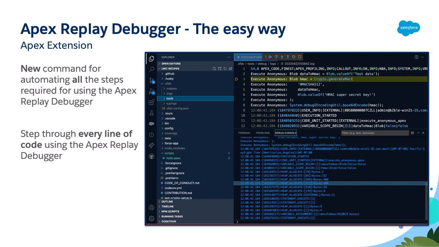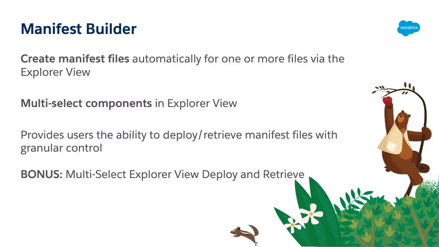Launching the replay debugger used to involve quite a few steps. It required users to turn on trace flags, execute their Anonymous Apex or run their tests to generate the debug logs, fetch the debug logs, and then you could launch the replay debugger with your log file. Well, now you can step directly into the replay debugger from your anonymous Apex file or Apex test file. Don't worry, we'll see the magic of easy debugging in our demo.